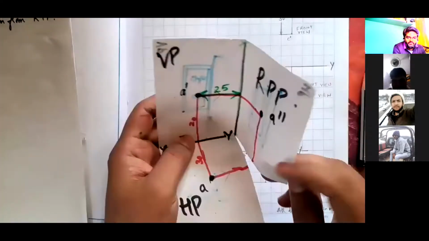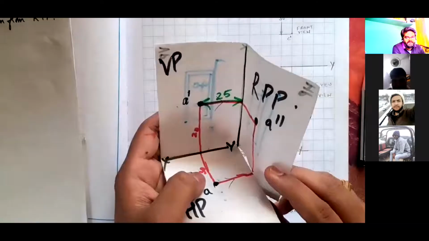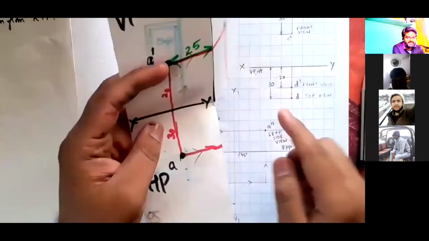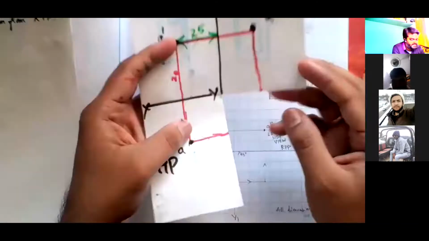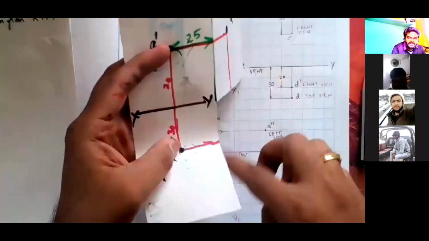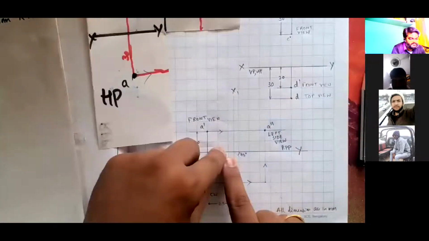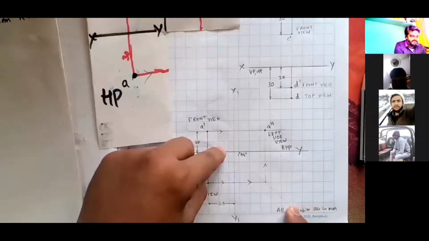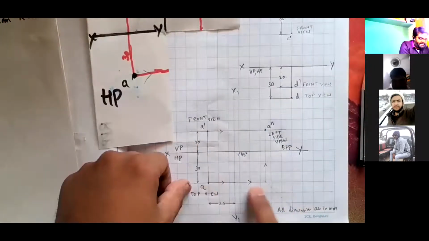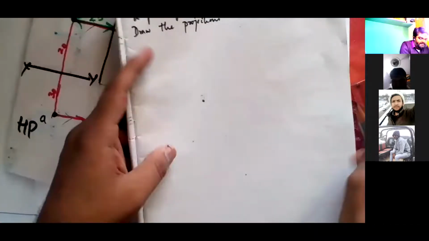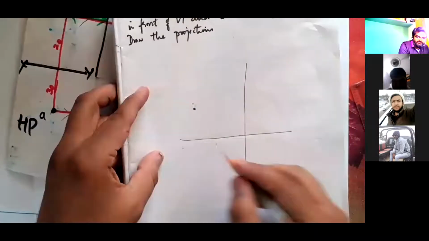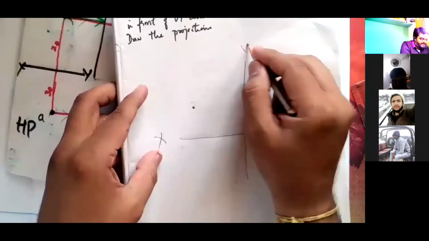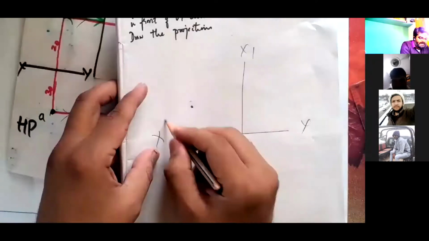Yes, sir. That is why, where there is no plane of projection, see, one, two, three planes are there. Here there is no plane of projection. Here I am drawing a 45-degree line. And then from A, I'm drawing a line till it meets. I will explain it to you. See here: XY, X1, Y1. This is VP, this is HP, this is RPP.